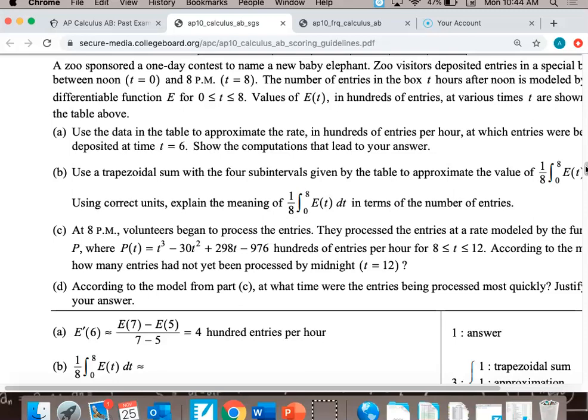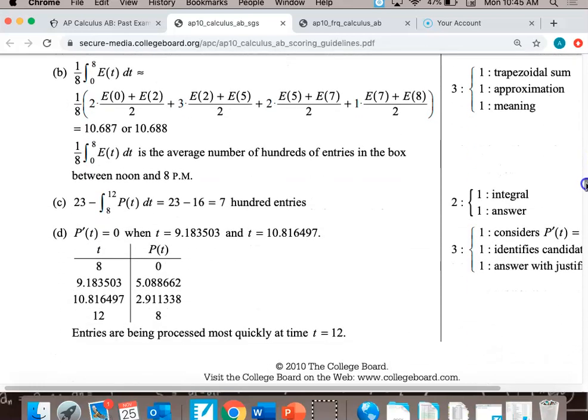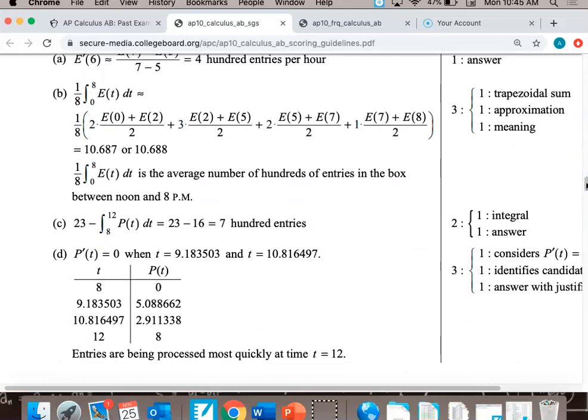Well, how many entries were in the box when they started processing? 2,300, because that was at 8 p.m. There were 2,300 entries in the box. From 8 to midnight, they processed 1,600. So how many are left? 700 entries, right? So part C was only worth 2 points.